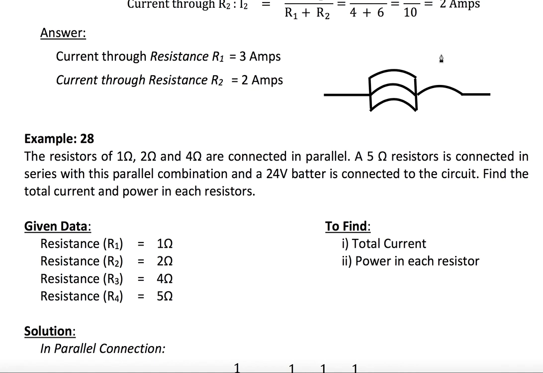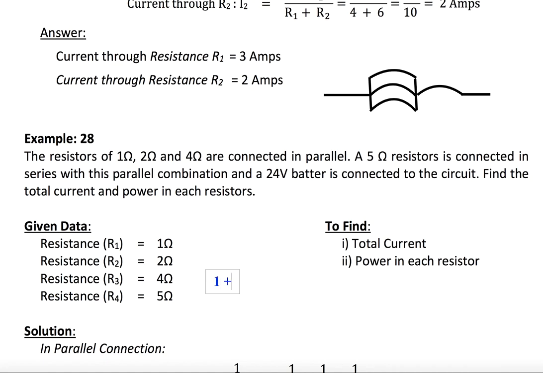So 1 ohm, 2 ohm, 4 ohm connected in parallel with a 5 ohm resistor, 24 volt battery. Find the total current and power in the resistor. First find the R equivalent of this: 1 by 1 plus 1 by 2 plus 1 by 4, right? What is the equivalent here?